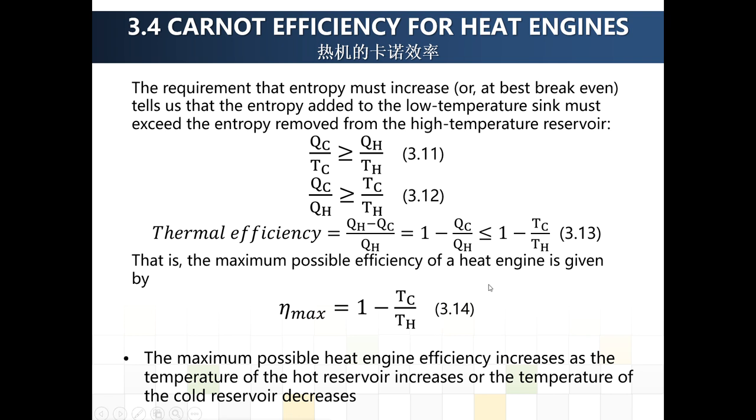What does this equation imply? This equation means the maximum possible heat engine efficiency increases as the temperature of the hot reservoir increases, or the temperature of the cold reservoir decreases. Which means if the difference between the hot temperature and the low temperature is at its maximum, the heat engine efficiency will reach the maximum value.